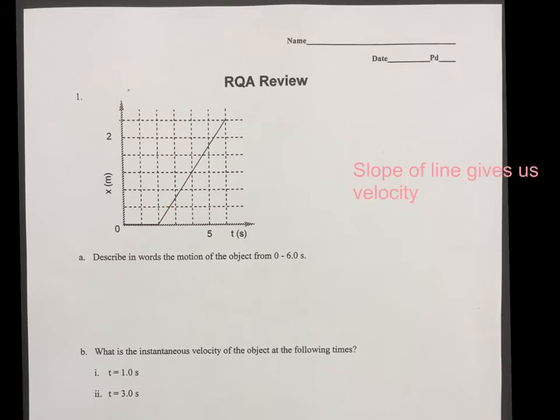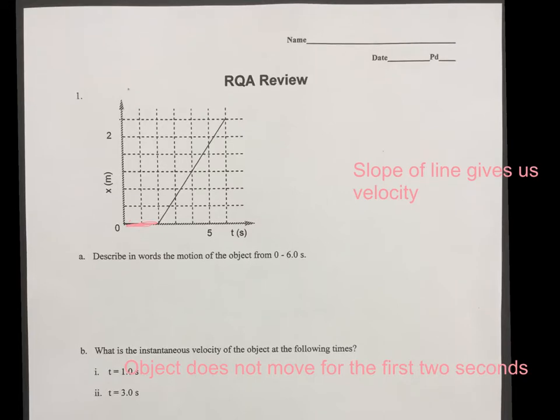Because in this first section the slope is zero, therefore the velocity is zero, therefore it's not moving. So for that first section of the graph, the object is not moving. The object does not move for the first 2 seconds. And I know it's 2 seconds because I can just look at the scale. This is 5 seconds here, so that means it's 1, 2, 3, 4, 5. So this is at 2 seconds.